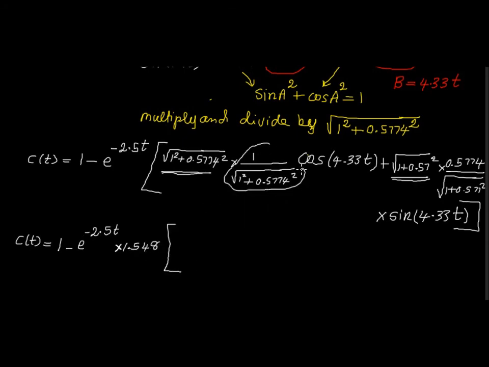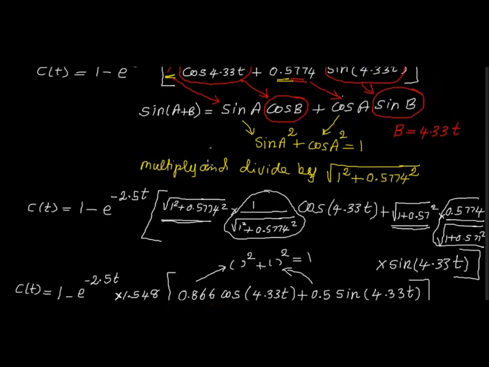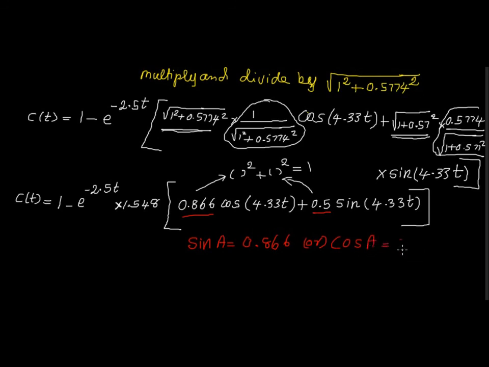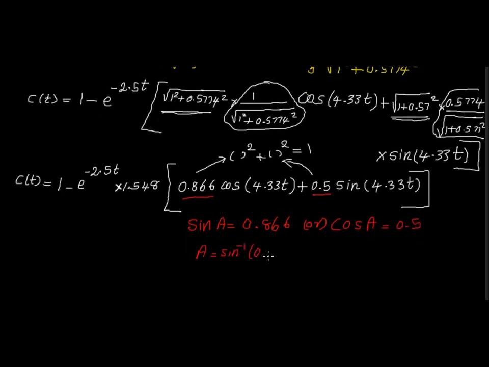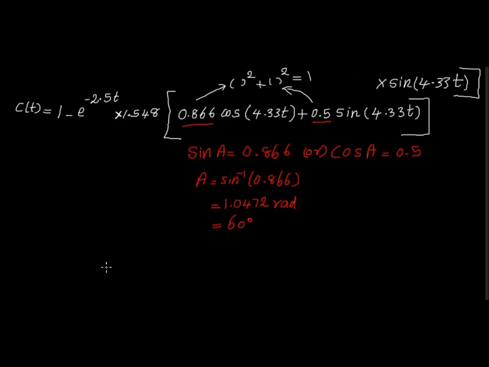So if we calculate the value, we will be getting 1.548. Here this value is 0.866 and this value is 0.5. So we got this equation as sin a cos b plus cos a sin b. If we find the square of these values, we will be getting the value 1. So we can directly compare this sin a is equal to 0.866 or cos a is equal to 0.5. Now we can find the value of a, that is sin inverse 0.866, which is 1.0472 radian or 60 degree. So now we know the value of a and b.